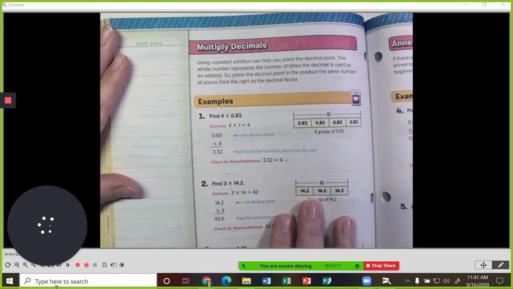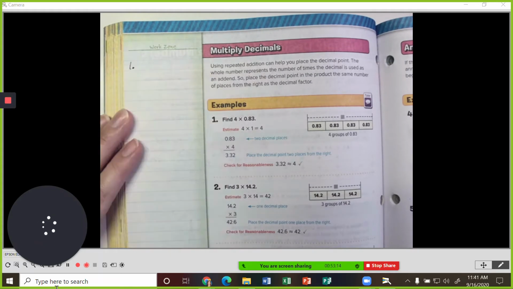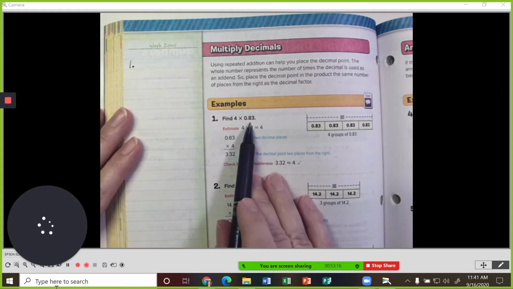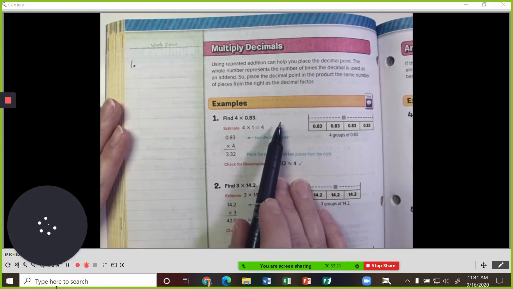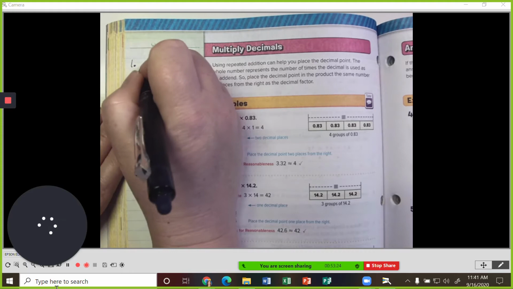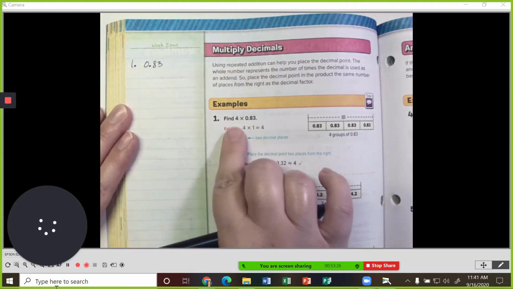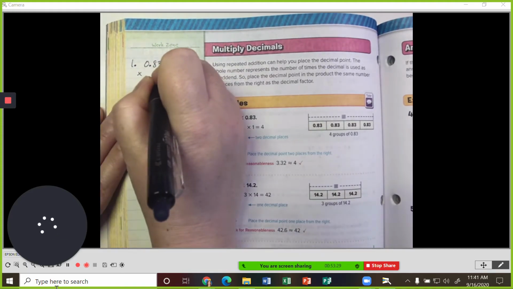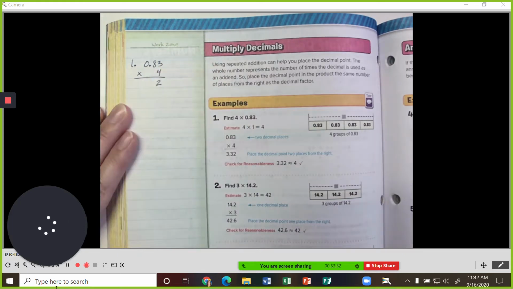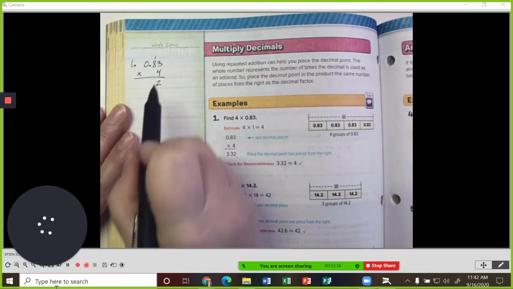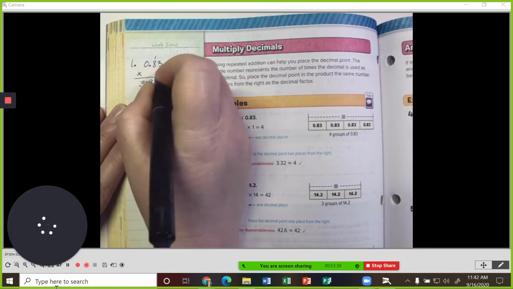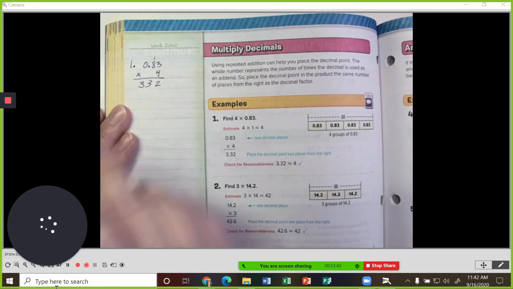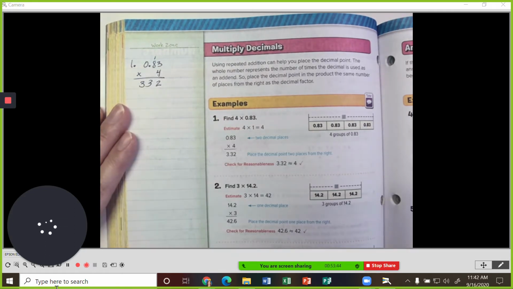We're going to use the workspace over here. Number 1. And I like to write the longer number. It doesn't matter if it's bigger or smaller. I like to write the longer number in the top row so that I have fewer times that I need to multiply. So I'm going to say 0.83 times 4. 4 times 3 is 12. Write the 2, carry the 1. 4 times 8 is 32, plus 1 is 33. 4 times 0 is 0. And you can write that 0 or you cannot write that 0. It's up to you. And whichever way you learned that in 5th grade is fine.